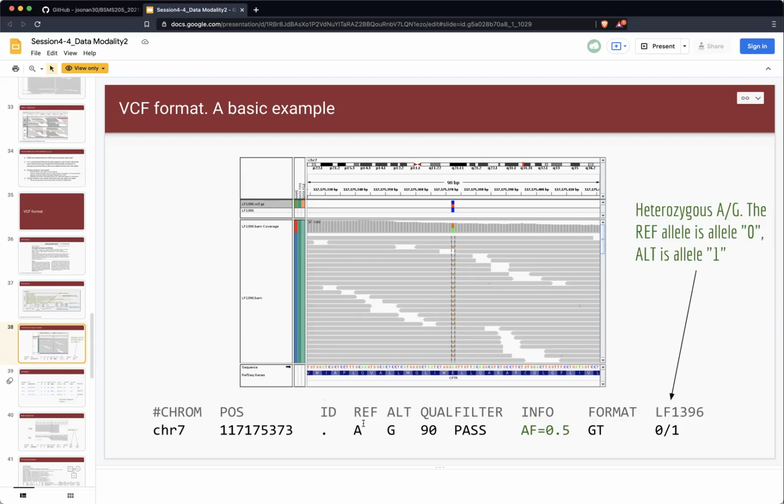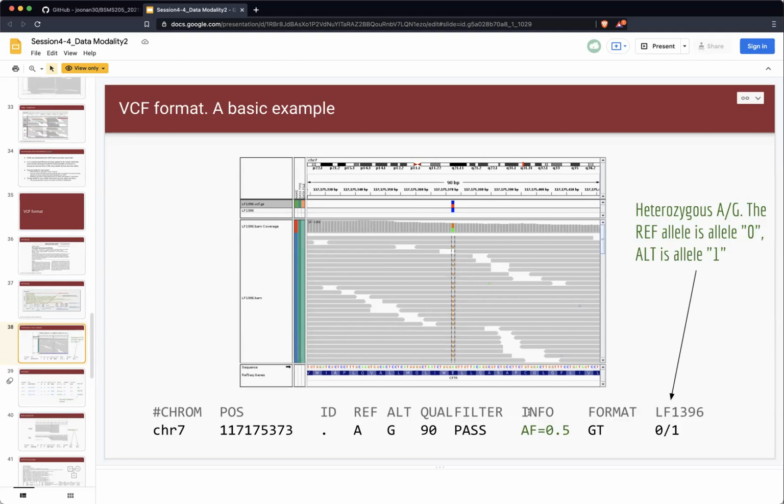The fourth column is the reference allele. The reference allele is A, right? This is the same A as here. The alternative allele we store in the fifth column, and that is G, right? So we can clearly see that this person has an A to G mutation at this position. And to show how good this variant call is, we store the quality information, which is 90 here. The next column is the filter, whether it passed the VQSR tag or not, right? That sort of information we store in the filter column.